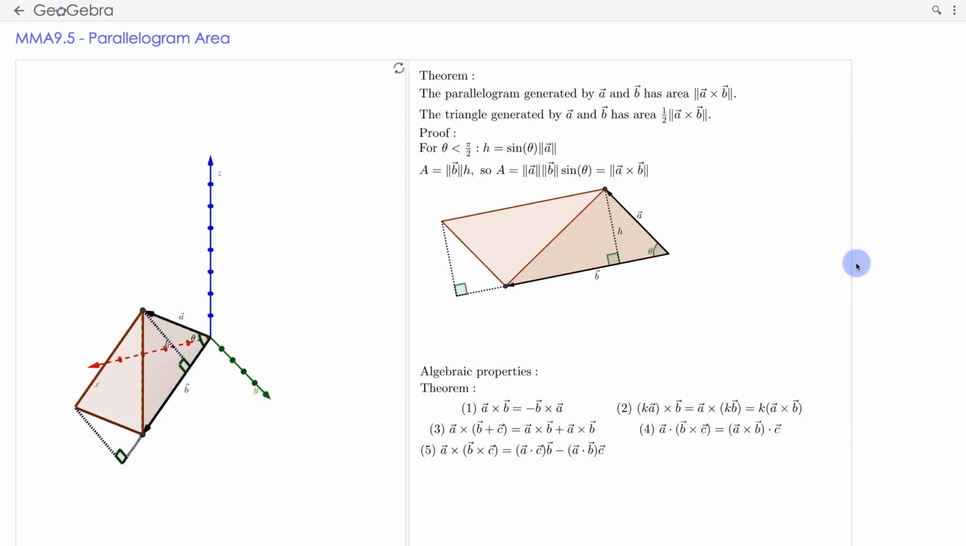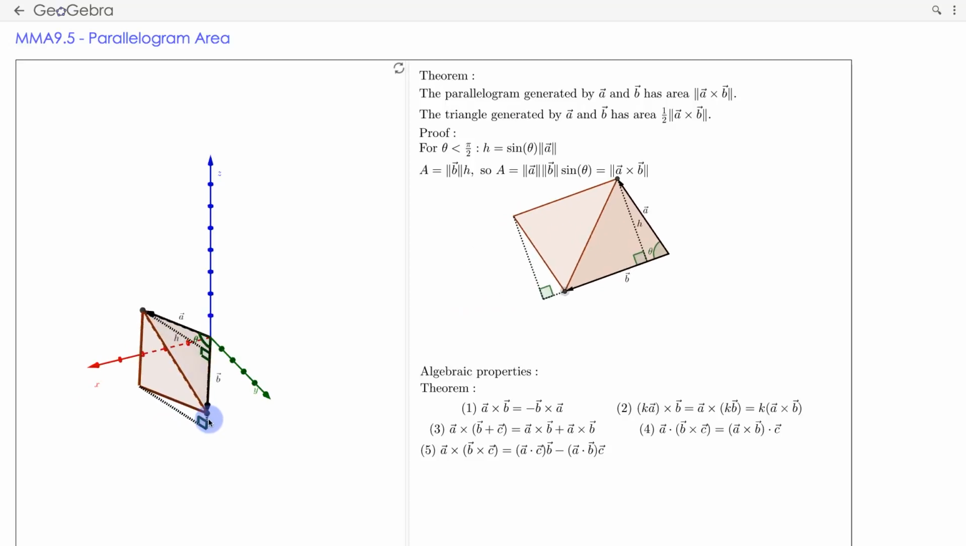So we've already seen one nice thing that comes out of this, namely that if you have two vectors and you want to find a third pointing in the third direction, then you just take the cross product. Another thing this can be used for is you can find the area of certain figures.